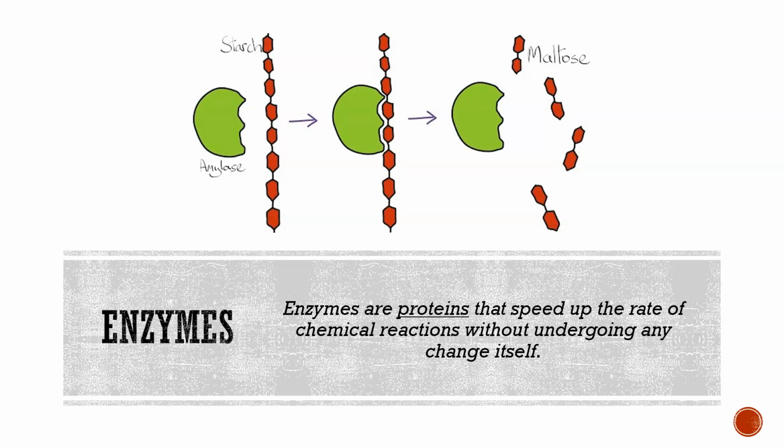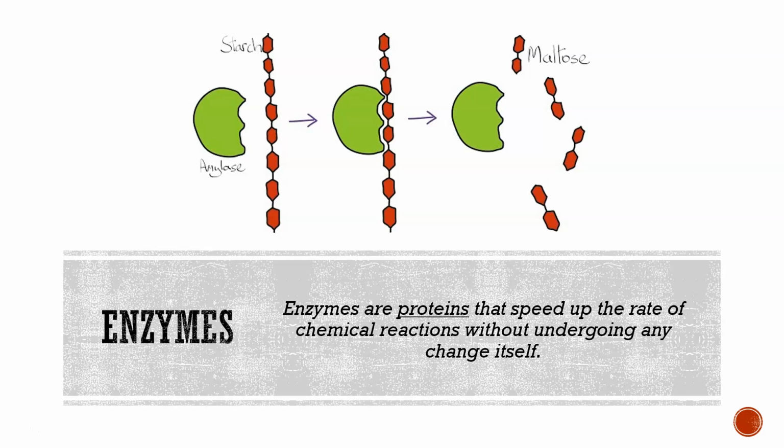Now we know what proteins are. We've looked at proteins in the last unit, but now we're building on that. Okay, so enzymes are proteins that speed up the rate of a chemical reaction without actually undergoing any change themselves. So in the diagram here, we've got a starch molecule, so our polysaccharide.